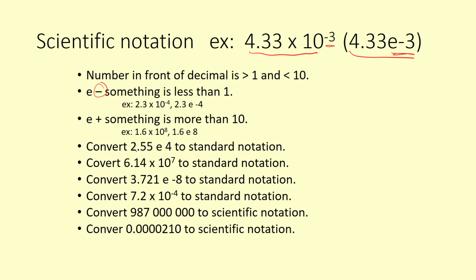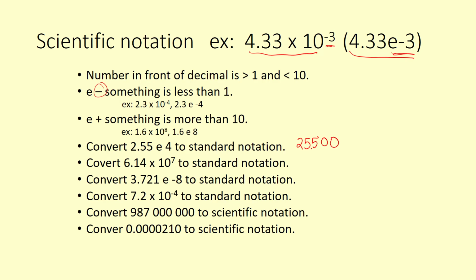So let's convert. We have 2.55 E4. So that means 2.55 times 10 to the 4th. This is positive, so that means this number is big. So then we move our decimal point over 4 places, 25500.